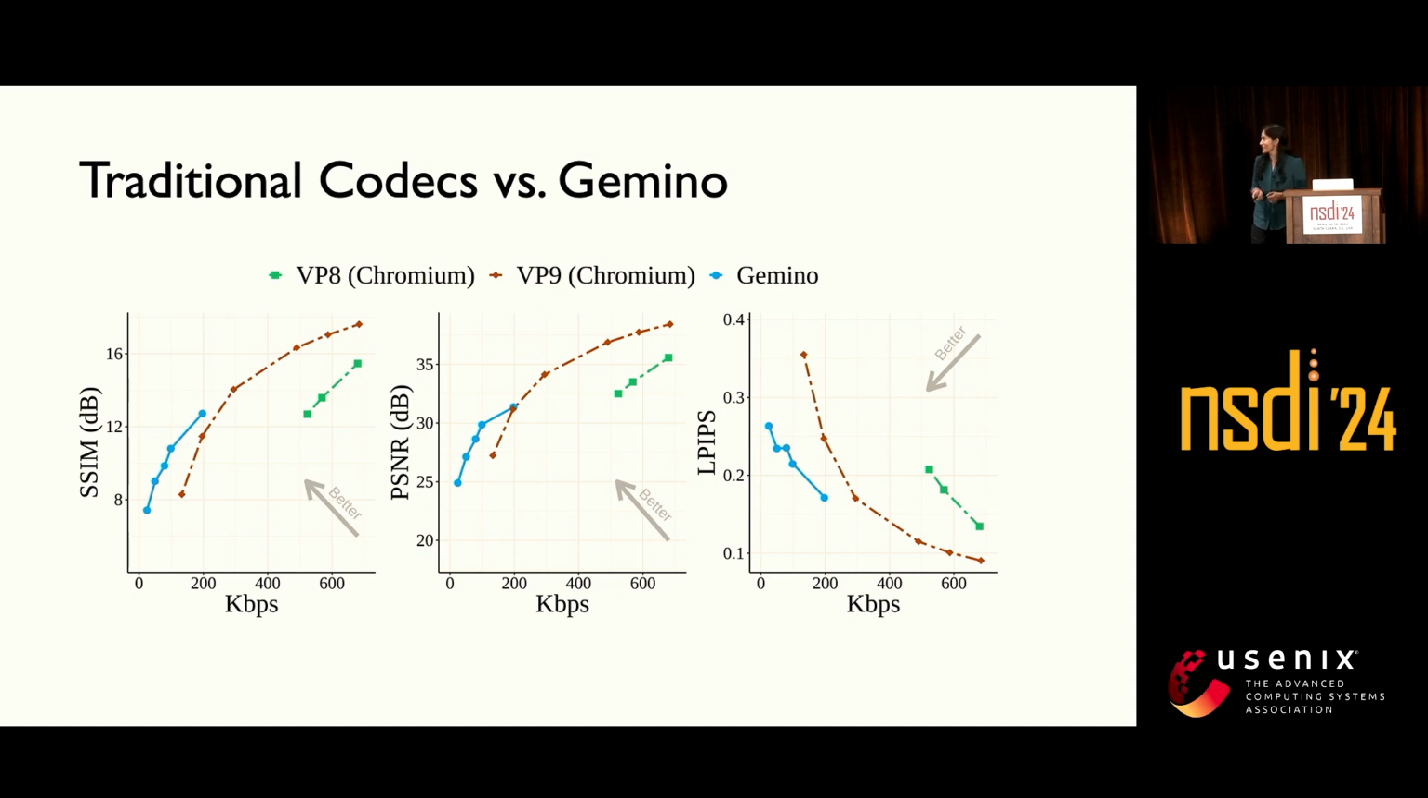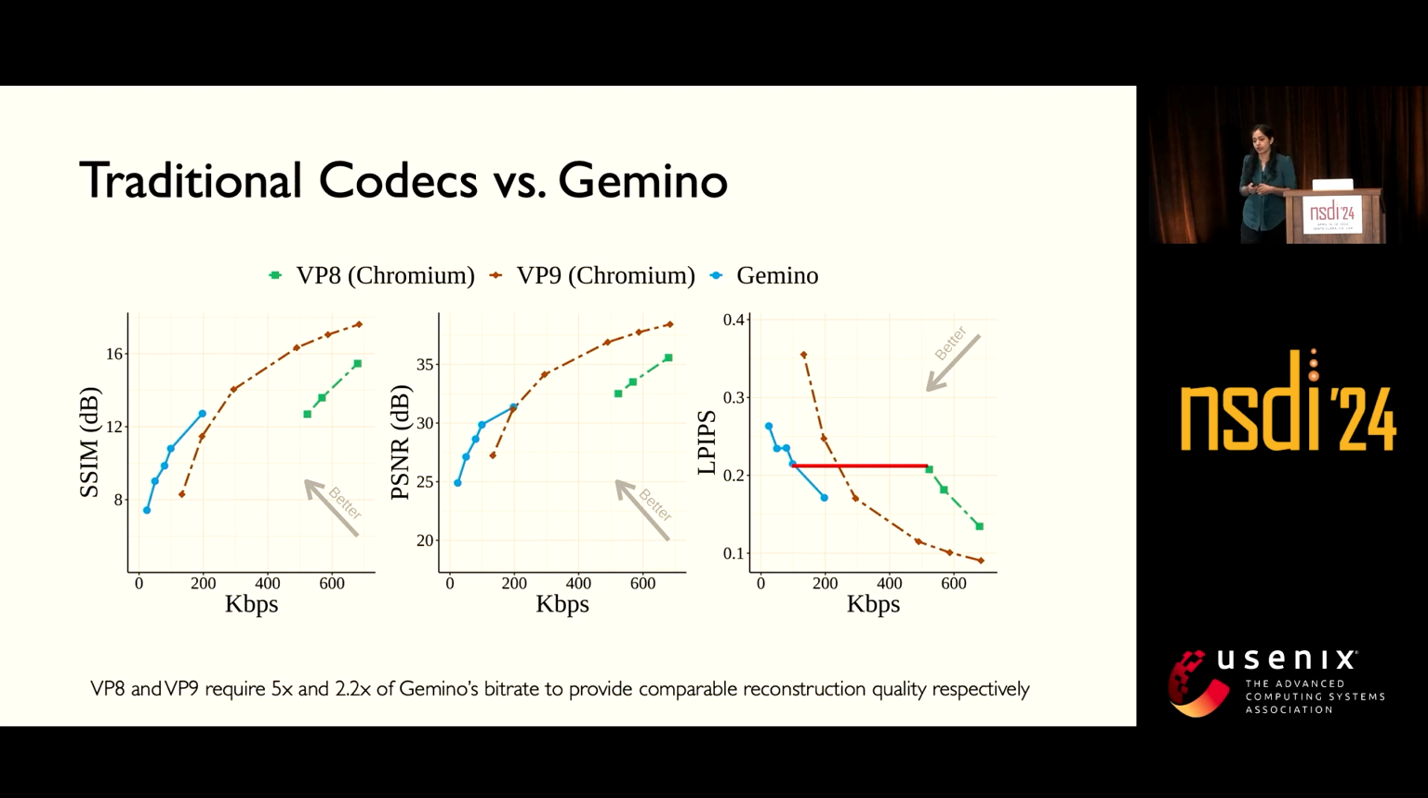Gemino really extends the operating regime past VP9's operational point down to a few tens of kilobits per second, achieving better quality than VP9 at a particular bitrate, but also to get the exact same LPIPS. If you compare VP9, VP8, and Gemino, VP8 and VP9 require 5x and 2.2x of Gemino's bitrate for comparable reconstruction quality. This is the entire bitrate regime.